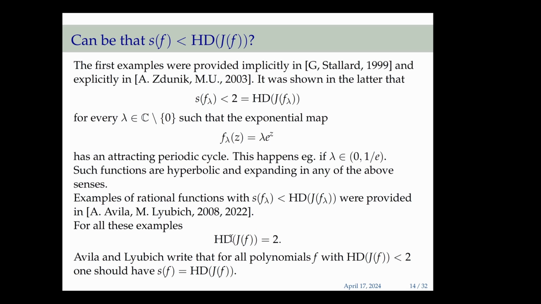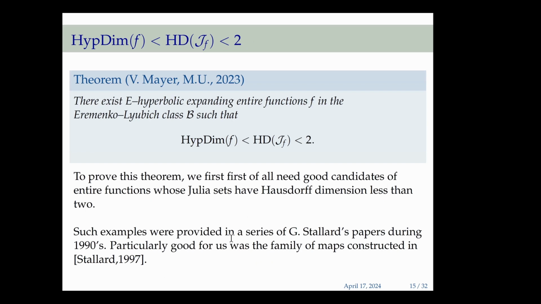Avila and Lyubich also write that for polynomials whose Hausdorff dimension is smaller than 2, one should expect that all these characterizations are equal to the Hausdorff dimension of J of f. I think the problem is not settled for rational functions, but okay, for meromorphic functions, we proved with Volker Mayer the following result in 2023. There exist E-hyperbolic expanding entire functions in the Eremenko-Lyubich class B for which the hyperbolic dimension, this number, is strictly less than the Hausdorff dimension of the Julia set, and this one is less than 2.